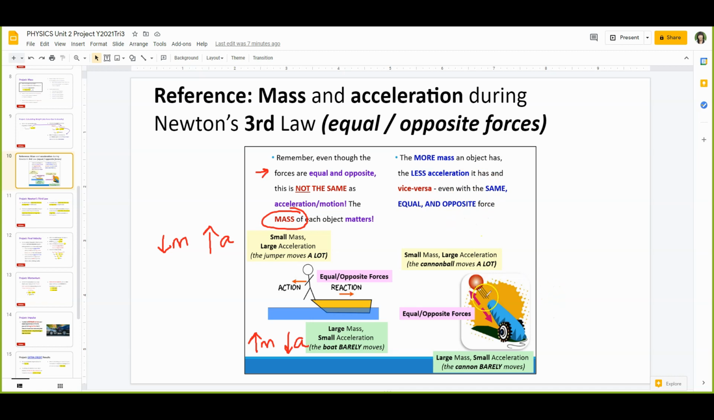So same thing with our cannonball. The cannonball has a small mass, but a very large acceleration. It shoots really far and really fast. And your cannon barely moves at all, right? It has a very large mass, and so it barely accelerates at all, even though they have equal and opposite forces. So this is going to be related to the next slide.